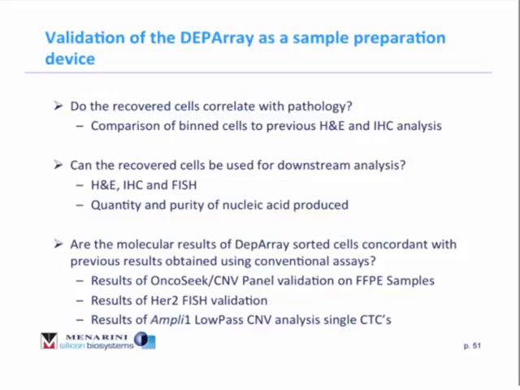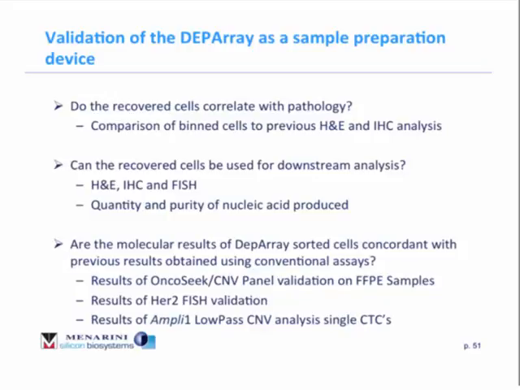We have successfully performed a HER2 FISH validation where we took a large cohort of HER2 positive, HER2 equivocal, and HER2 negative cases, which were previously run in other clinical labs, and ran them through the DEPArray technology prior to FISHing and achieved high concordance there. And we're currently validating the Ampli1 Low Pass copy number analysis for single cell CTCs. That to me is a very interesting and highly promising technology.